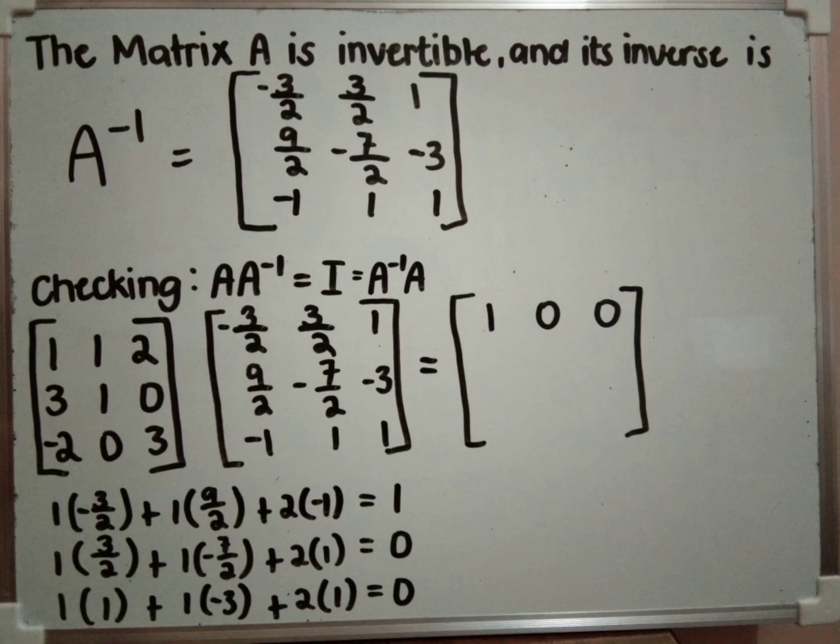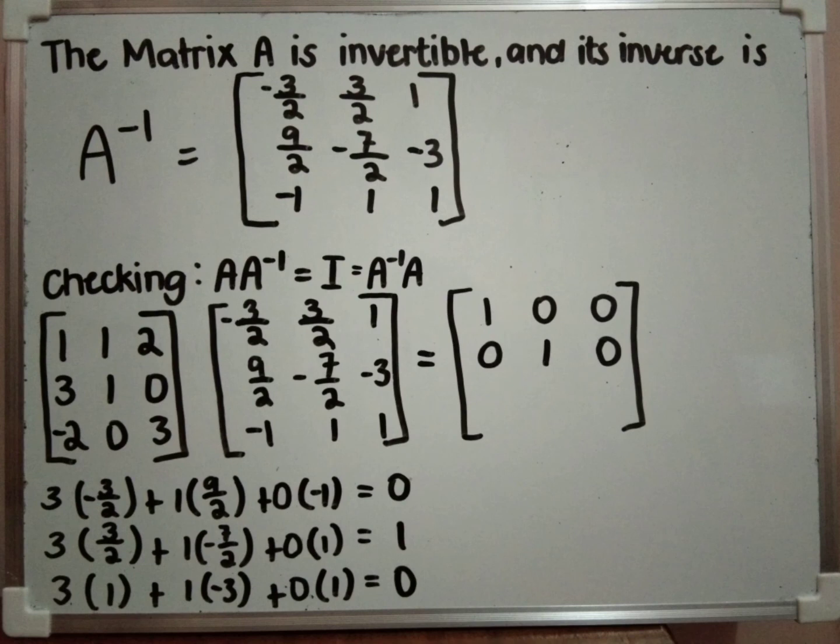For matrix A, we have 1, 1, 2, 3, 1, 0, negative 2, 0, 3. And for A raised to negative 1, we have negative 3 halves, 3 halves, 1, 9 halves, negative 7 halves, negative 3, negative 1, 1, and 1. By multiplying, we have 1 times negative 3 halves plus 1 times 9 halves plus 2 times negative 1 is equal to 1. Then 1 times 3 halves plus 1 times negative 7 halves plus 2 times 1 equals 0. And then 1 times 1 plus 1 times negative 3 plus 2 times 1 equals 0.